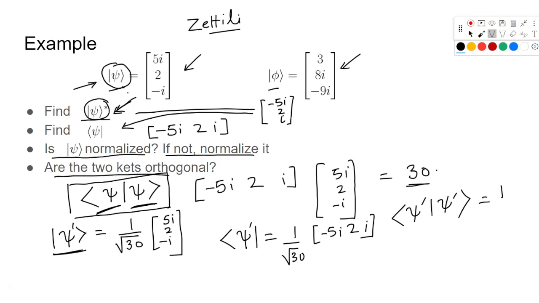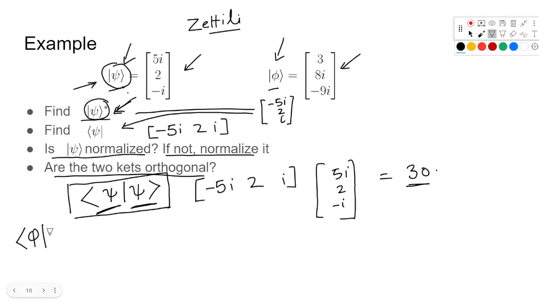Now, are the two kets orthogonal? He's asking us whether this ket and this ket are orthogonal or not. Let's create some space for ourselves to do this. What we need to show is whether this is equal to 0. If this is 0, then it is orthogonal. If it is not 0, then these are not orthogonal.